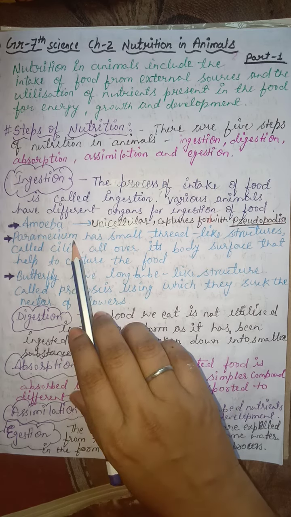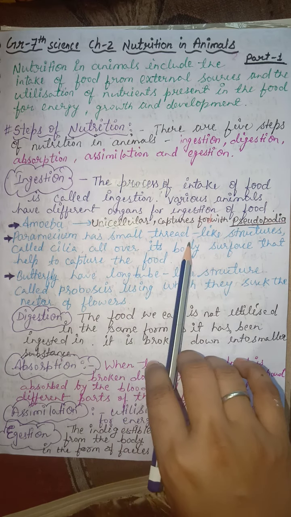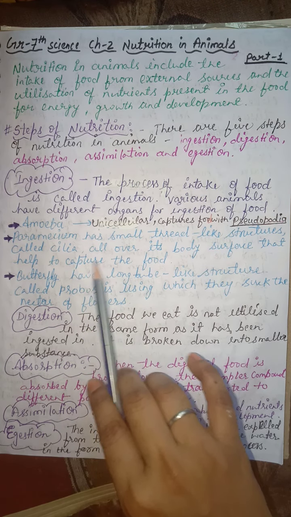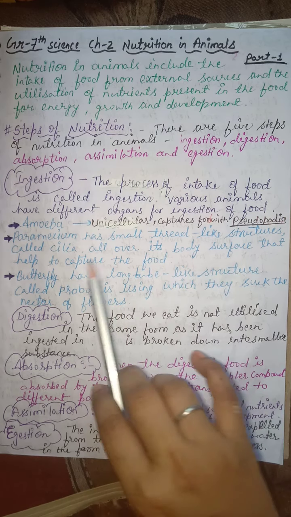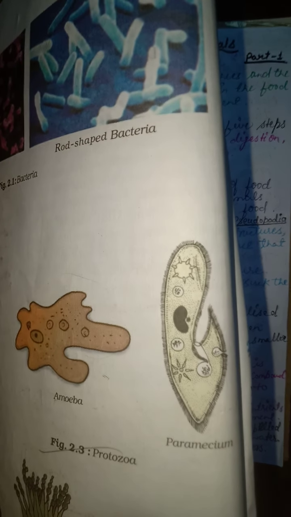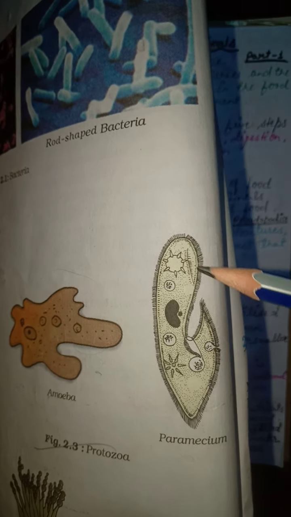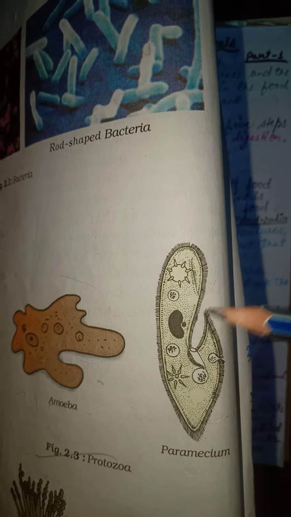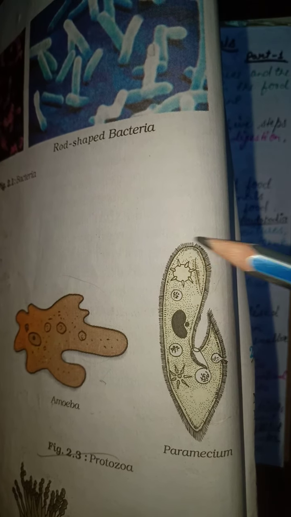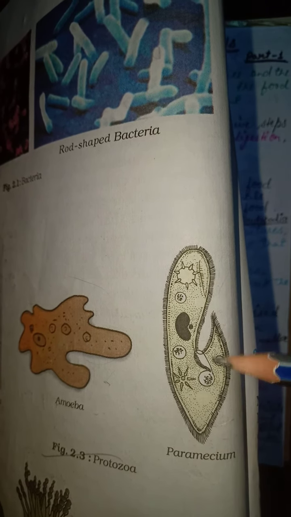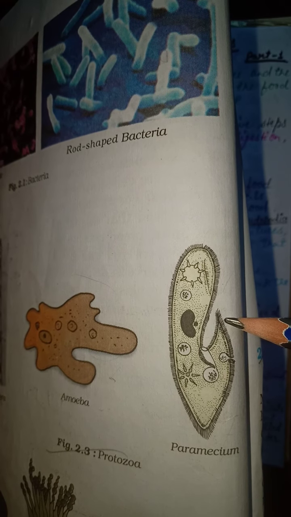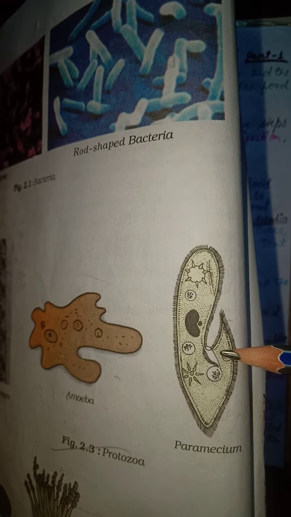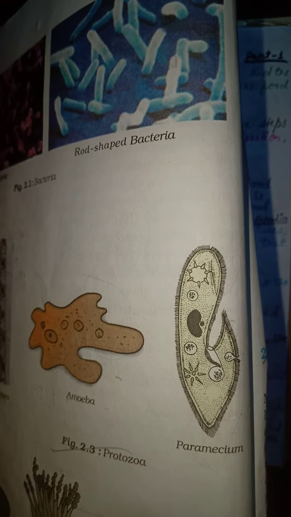Now, paramecium. Paramecium has small thread-like structures called cilia all over its body surface that help to capture the food. You can see the diagram. It is a paramecium. It has thread-like structures all over its body. With the help of these thread-like structures, it captures its food.